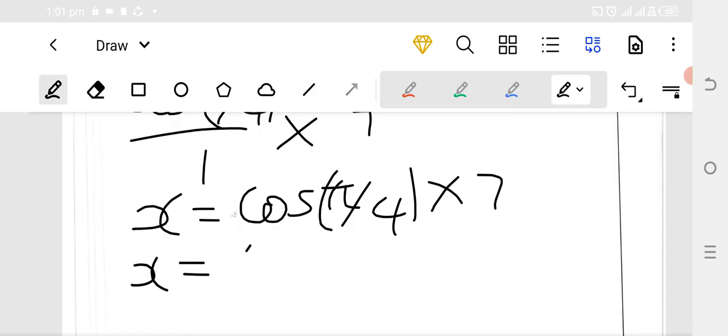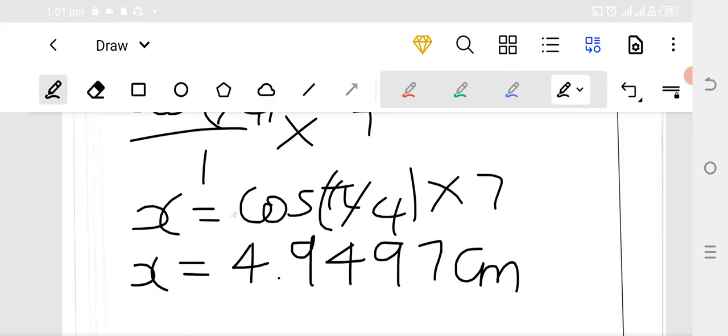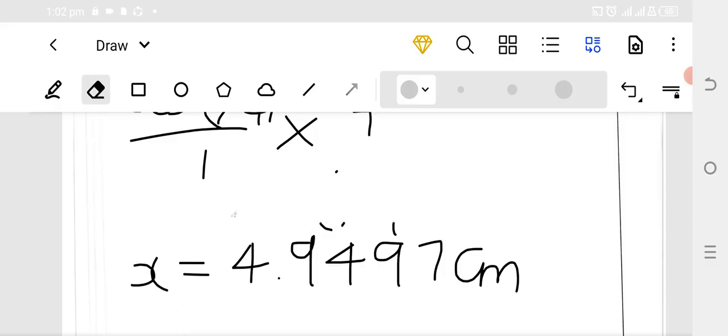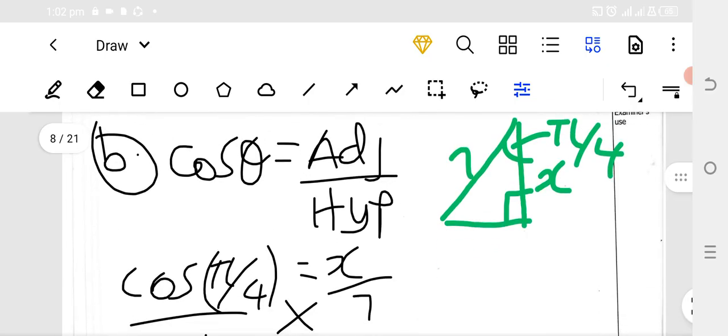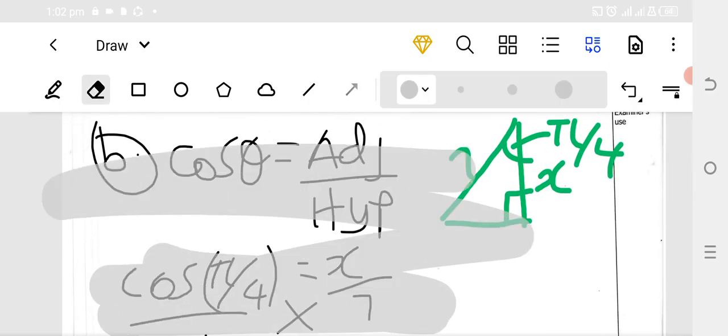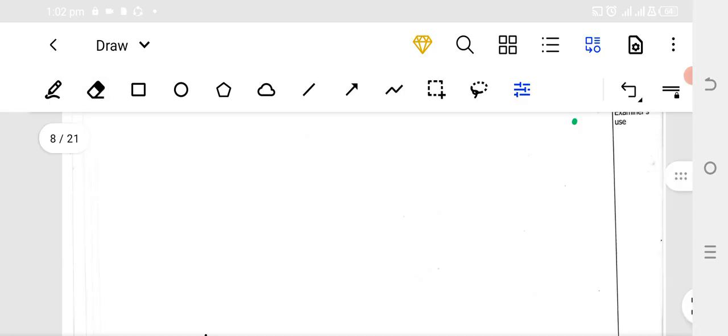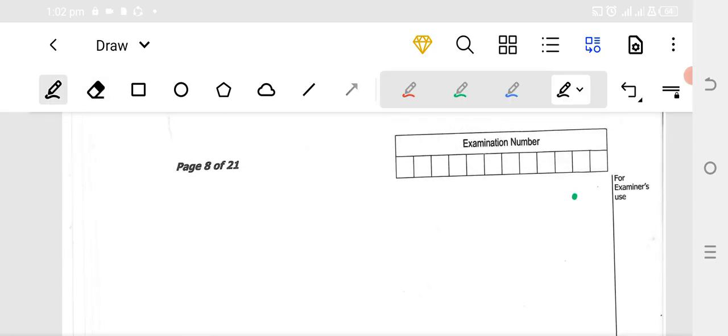You are going to get x is equal to 4.94. So cos pi over 4 times 7 is 4.9497 centimeters. Then after you reach here, you can clean. So that's the height of the rhombus. The height of the rhombus is given by that. Okay, so we are answering B.